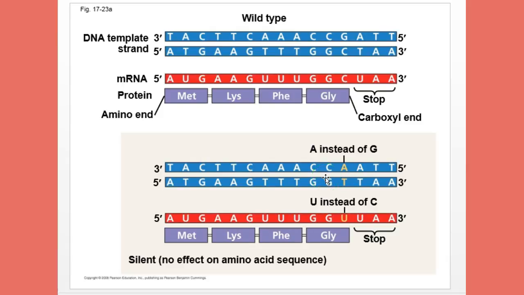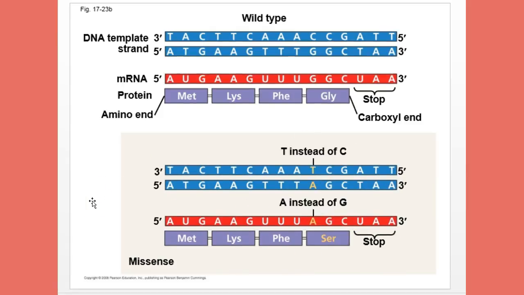This here is showing you a silent point mutation. It's a substitution. A is put in instead of G. That one pair has changed, and so you end up with a U instead of a C. However, it did not affect the amino acid sequence. So that's a silent mutation. Okay? Now this one, which is a missense mutation. Alright?